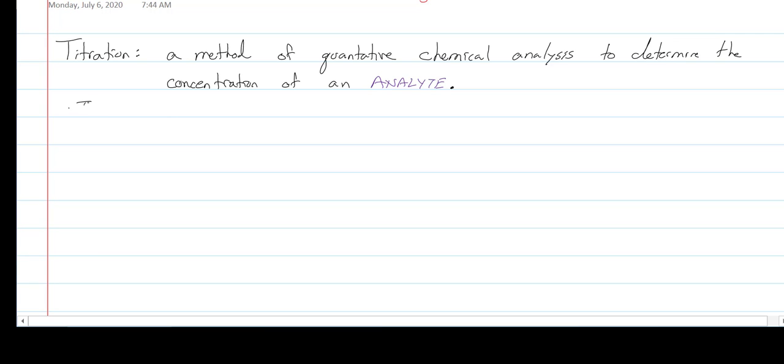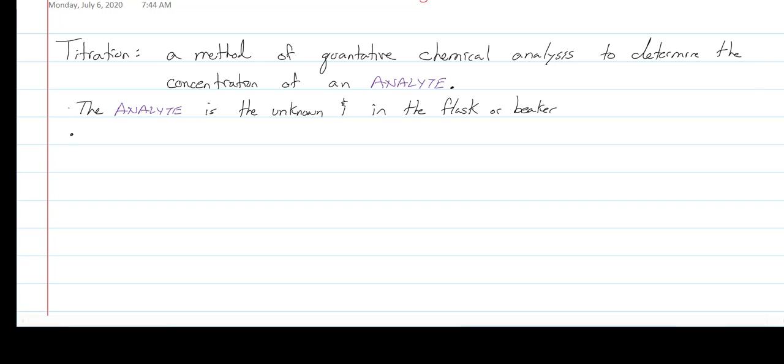The analyte is the unknown in the flask or beaker. The analyte's the unknown. The titrant is of known concentration in the burette.